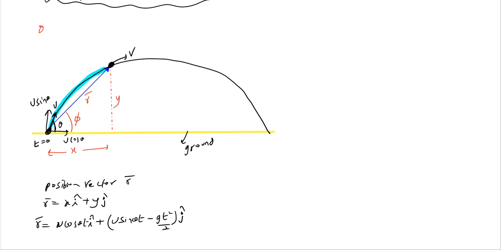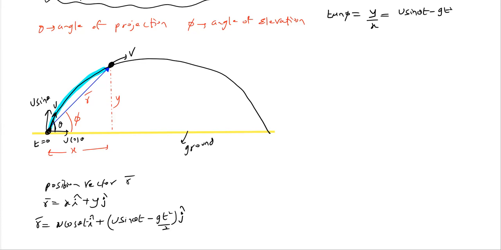So theta will become the angle of projection. Phi is called the angle of elevation. How to define the angle of elevation? Again, the same formula. Tan phi is equal to y by x. What is y? u sine theta t minus g t square by 2. What about x? u cos theta into t. This will become tan theta minus g t by 2u cos theta.